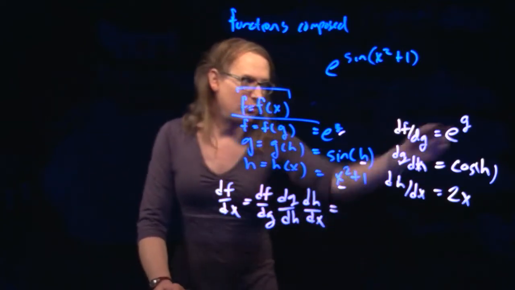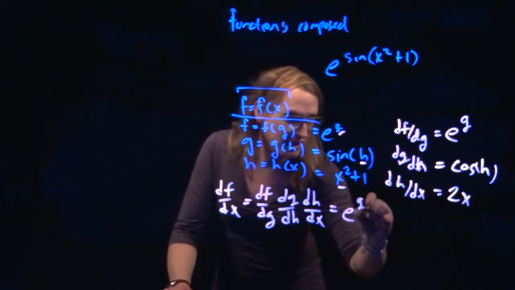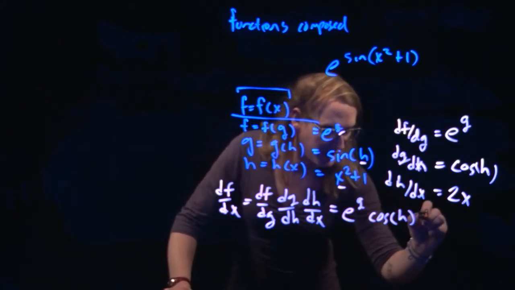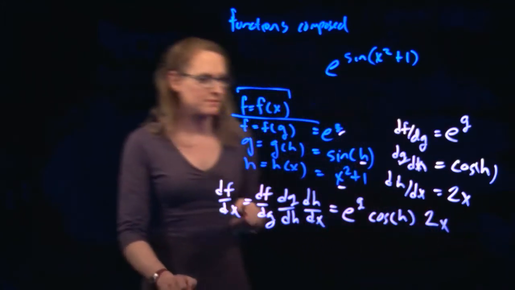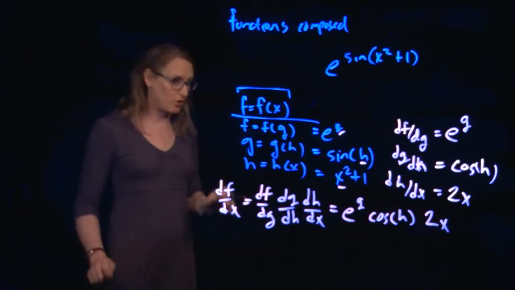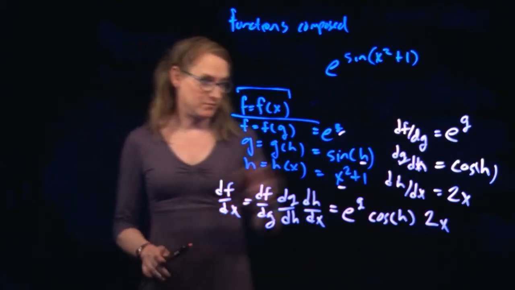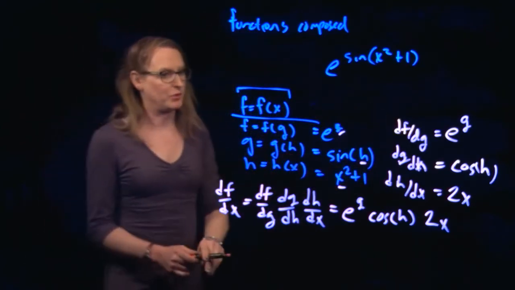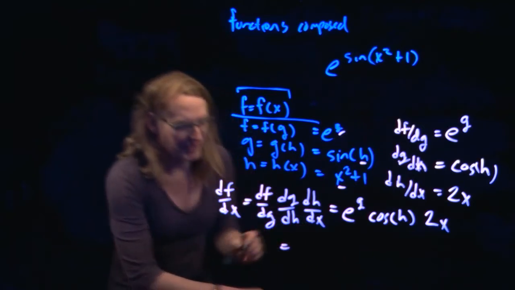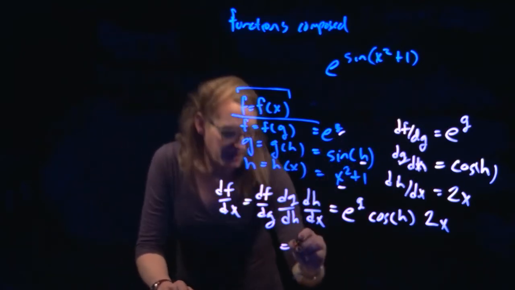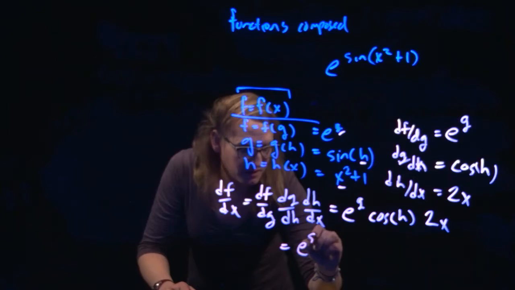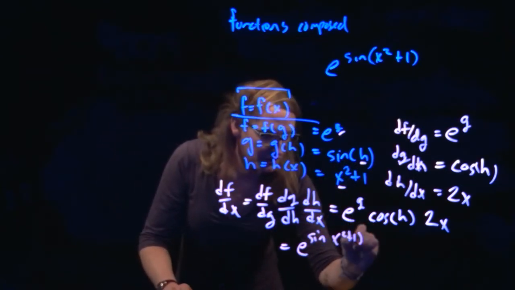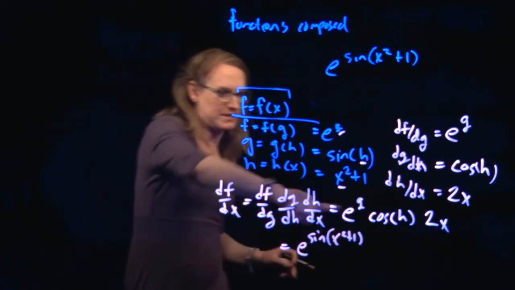So I'm going to go e to the g times cosine of h times 2x. But we're not quite done, because now I'm going to invoke the definitions of what my functions are to put them back into place. So that's equal to e to the g. Well, g is sine of h. So e to the sine of h, but h is x squared plus 1. So that's this part.